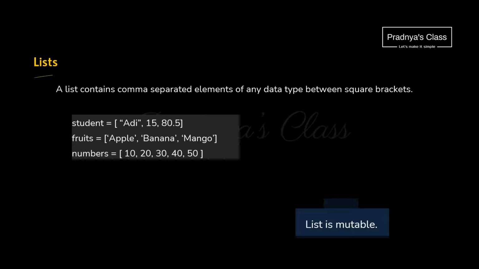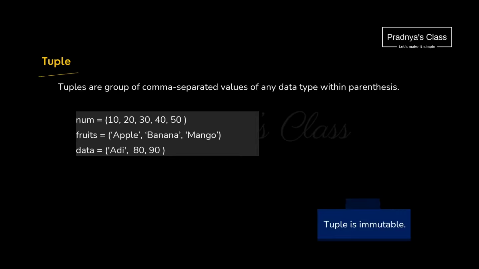Here we have list from the collection data type. List is a collection of elements which are separated by comma and enclosed in a square bracket. It allows mixed data type. String is immutable but list is mutable. We can change the content in place. Third collection data type is tuple. It is similar to list but we enclose the elements in the parenthesis. Tuple is not exactly same as list. It is different because it is immutable. It means we cannot change the content in place.